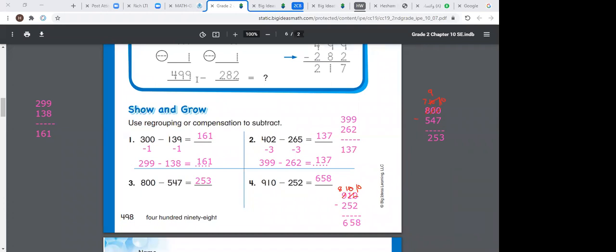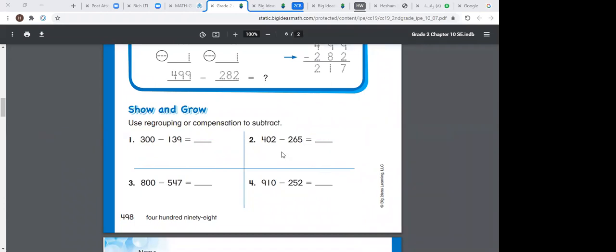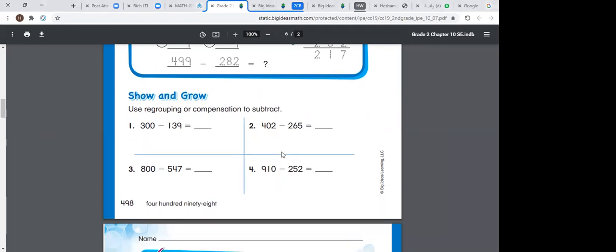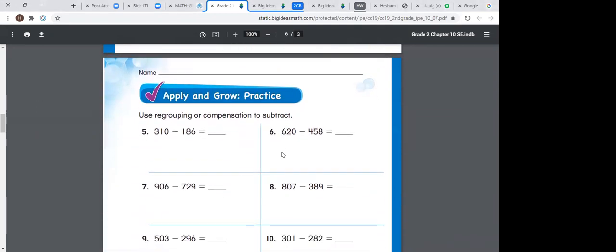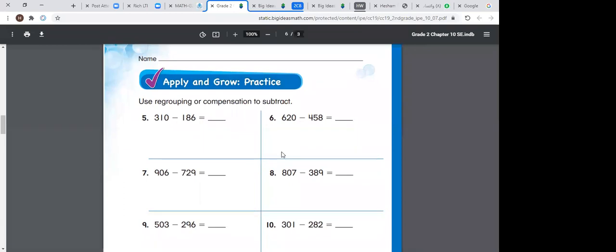Now, grade 2, let's move to the next page to answer the next question. Who's ready to answer question number 5? I want a super one. Answer this question by compensation. Who can answer by compensation? Here, minus what number? And here, minus what number? Let's find who can answer.